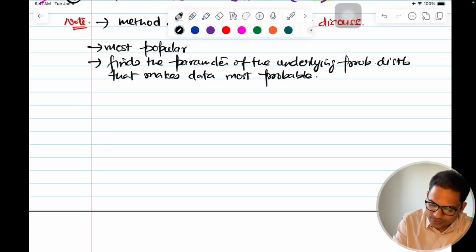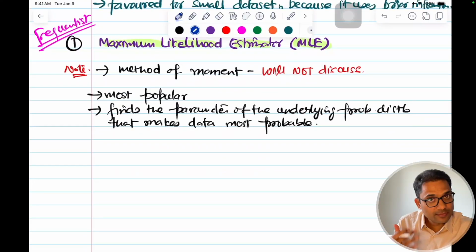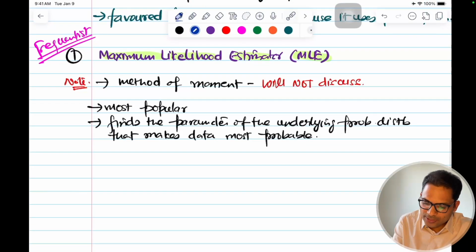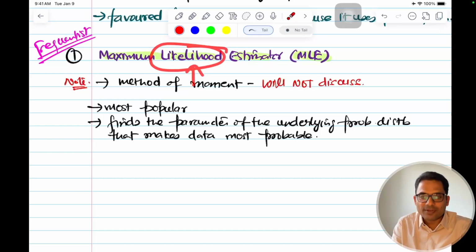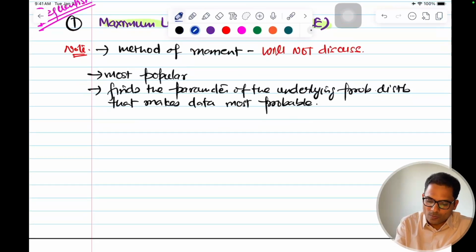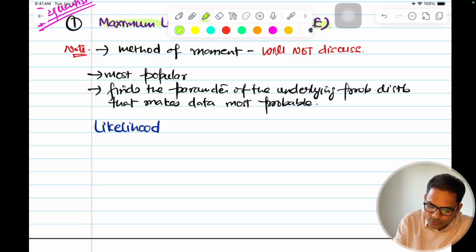So what is the likelihood function? Let's define some terms. It is the maximum likelihood estimator. Estimator, we know, does some estimation. Maximum means it will maximize the likelihood. What is likelihood here? I have already told you, but let me do it formally. So what is likelihood?